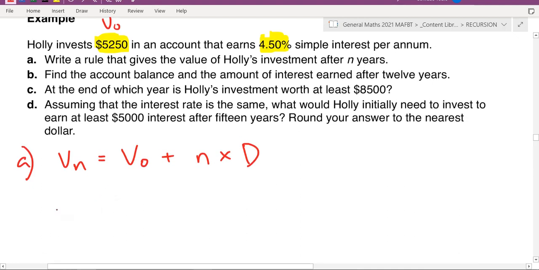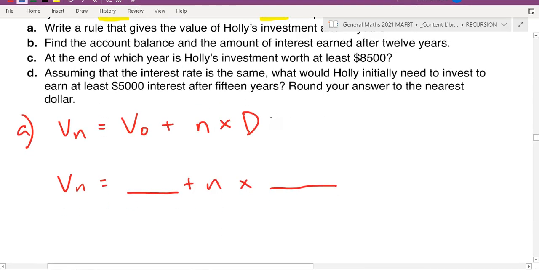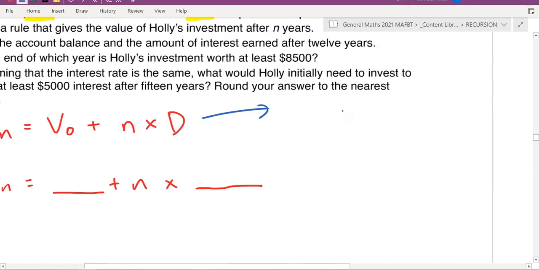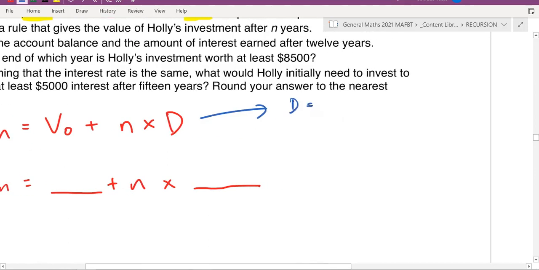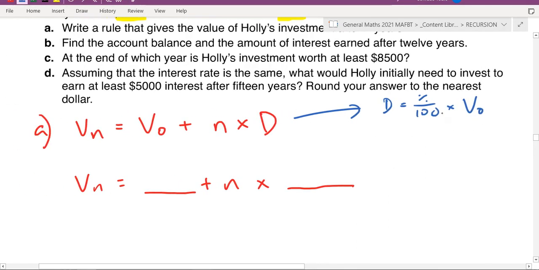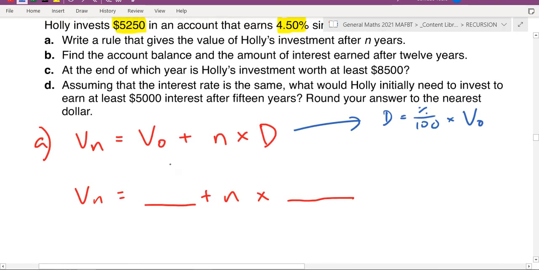And in our formula, all you're changing is the V0. The n stays, but you're also changing the d, the common difference. Now, to find that common difference, remember, it's just a percentage of a certain number. So that d is going to be equal to percentage over 100 times V0. I've done this many, many times. So to find that d, it's percentage over 100 times V0. Really easy.